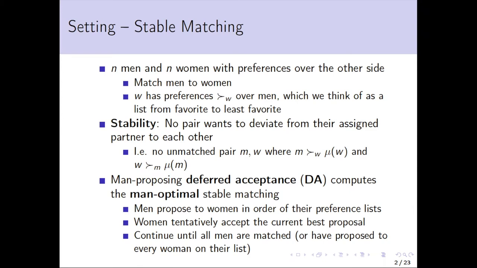In particular, we want to study the man optimal stable matching, which is given by the algorithm called man-proposing deferred acceptance, or DA for short, and it is also commonly referred to as the Gale-Shapley algorithm. In this algorithm, we have men proposing to women in the order of their preferences, and women upon receiving proposals will tentatively accept the best proposal they've seen so far. The process continues until all men are matched, or equivalently until the last woman receives and hence accepts the last proposal from the last man.